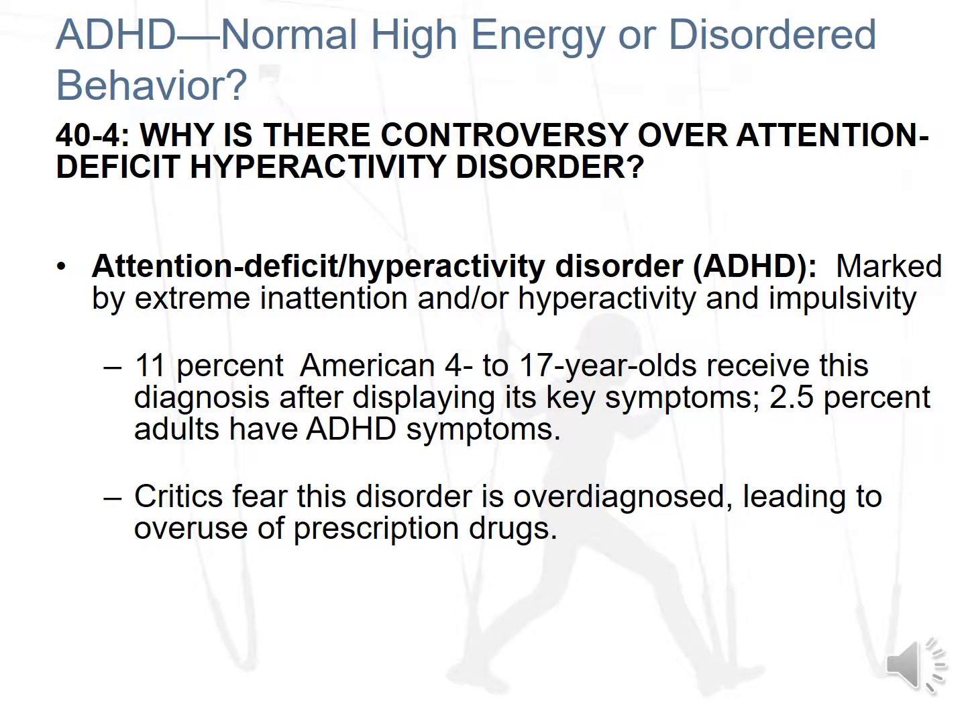40-4. Why is there controversy over attention deficit hyperactivity disorder? Attention deficit hyperactivity disorder, ADHD, is marked by extreme inattention and/or hyperactivity and impulsivity. 11% of American 4 to 17-year-olds receive this diagnosis after displaying its key symptoms. 2.5% of adults have ADHD symptoms. Critics fear this disorder is overdiagnosed, leading to overuse of prescription drugs.